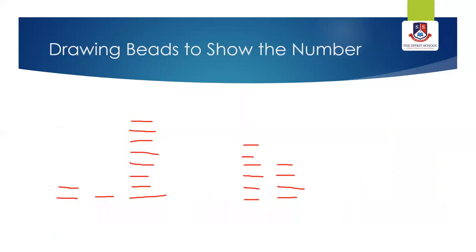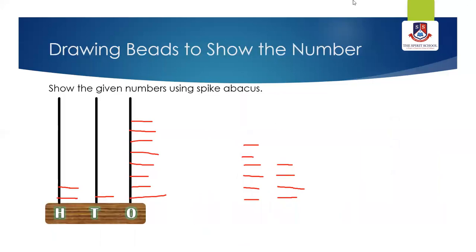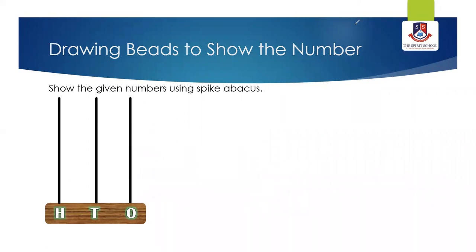Let's move on. Let me clear this. Let me clear the annotations we marked earlier. Now, I'm showing you a spike abacus, and you will draw the beads to show the number. I will provide you the number, and you will put the beads in the spikes to show that number using the spike abacus. So here we go. Here you will represent the number 182.